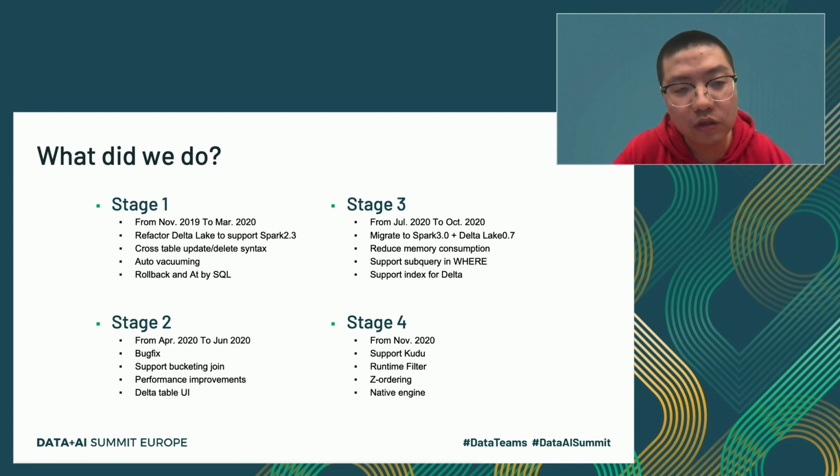In stage 2, the main work is bug fixing and performance. So we made many improvements to improve the performance. In stage 3, we migrated our work to Spark 3 and Delta 0.7. And we found that it still consumes a lot of memory, so we did many things to reduce the memory. Also, our customers want us to support subqueries as well. Stage 4 is now, where we are investigating more challenging things like runtime filter and ordering.